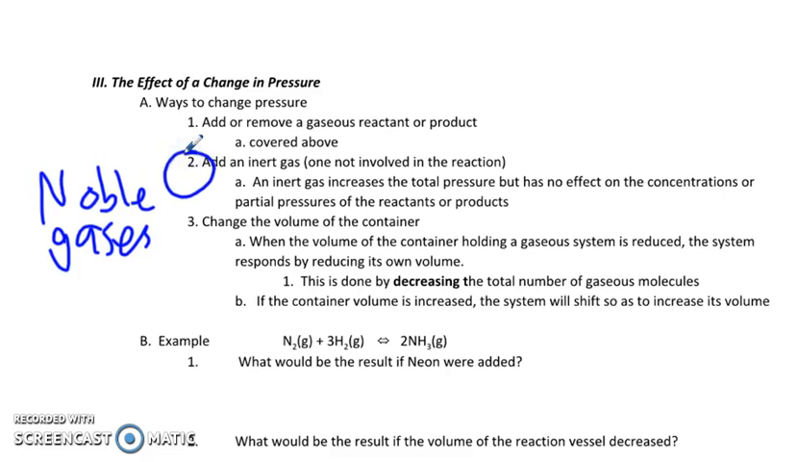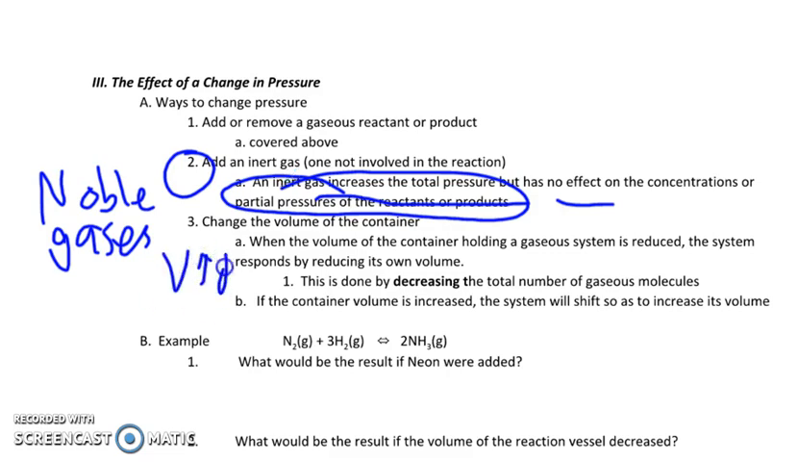An inert gas will increase the total pressure, but has no effect on the concentrations or the partial pressures of the reactants or products. Now think about that. That's important. Most commonly, you can change the volume. As we know from our gas laws, it's an indirect relationship, so if V goes up, P goes down, or vice versa. If V goes down, P goes up.